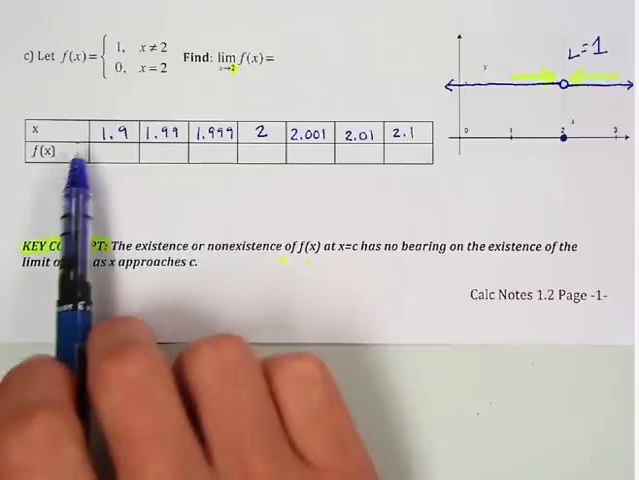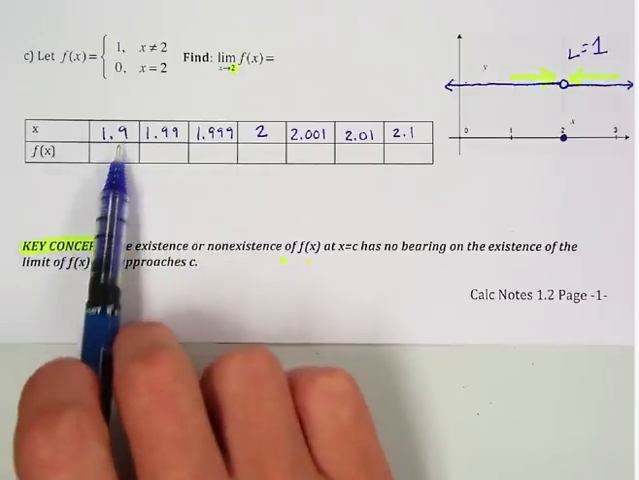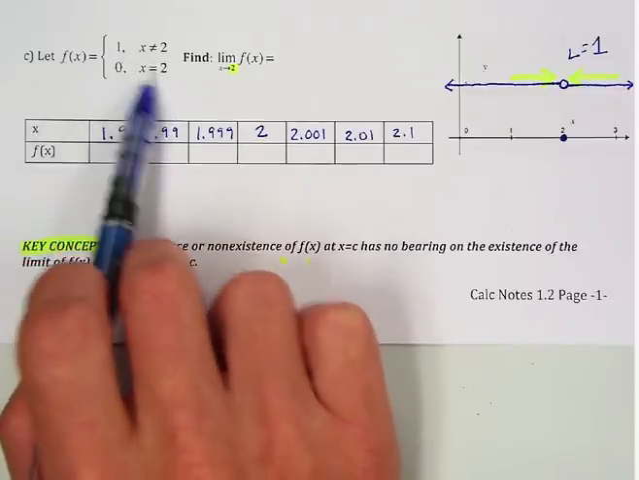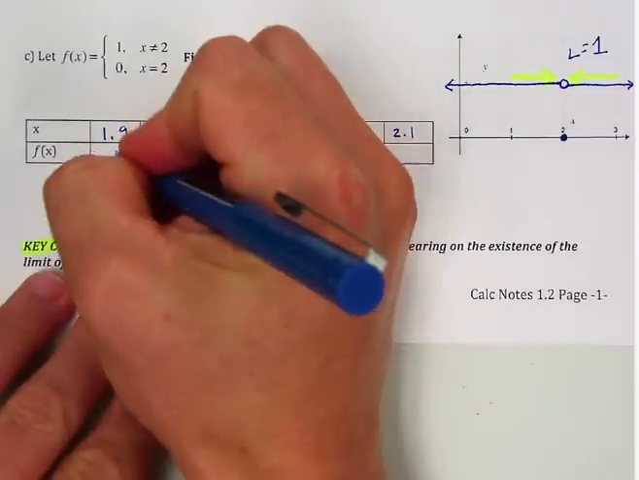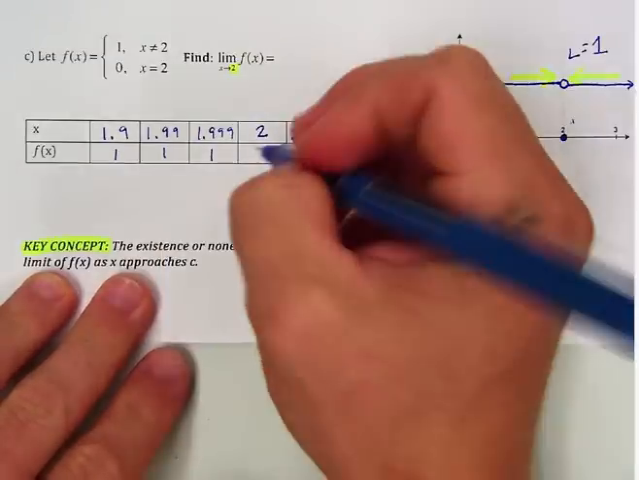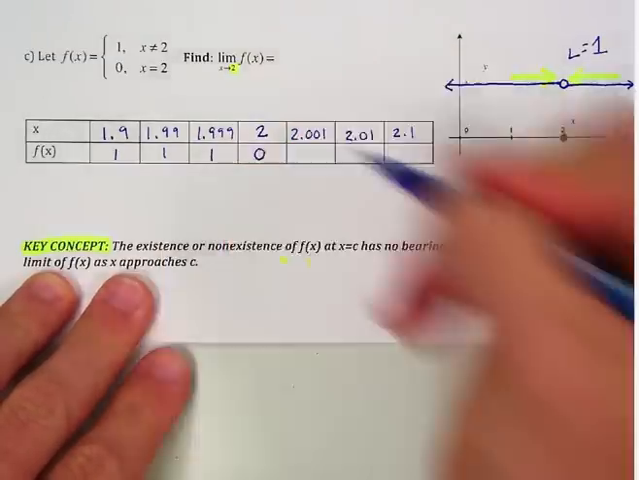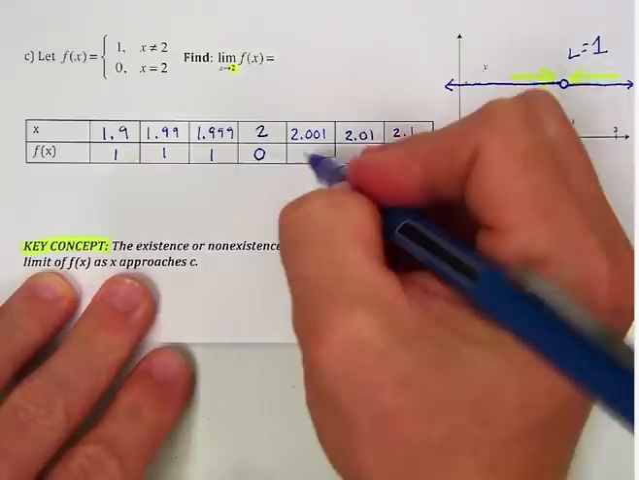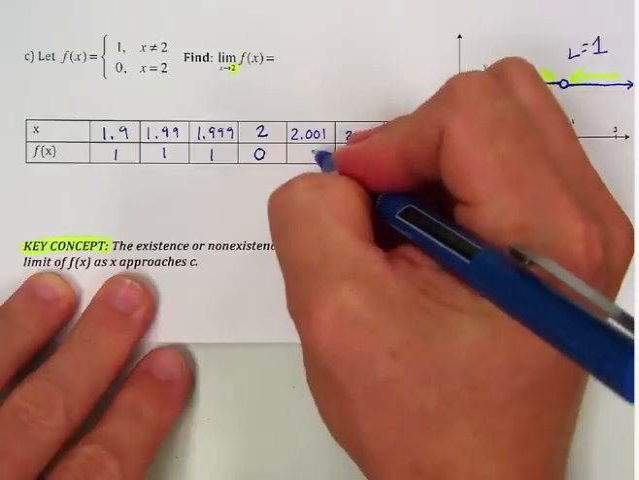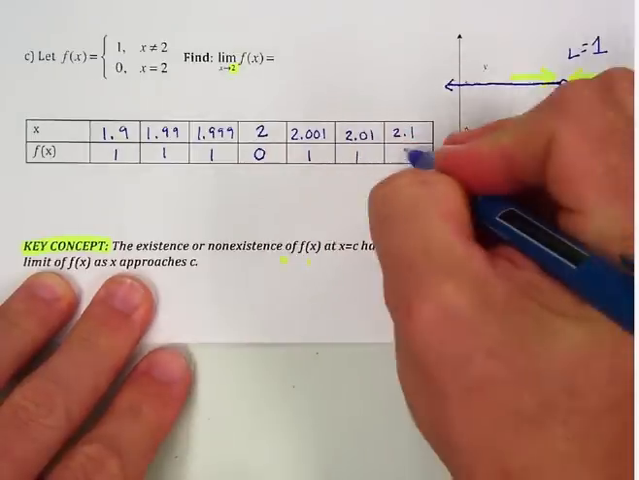Okay, so if x is 1.9, what is f of x? Well, if we look at our function, anything other than 2 is going to yield 1. So we know all three of those equal 1. When x equals 2, we know f of x equals 0. And if we're at 2.01, we're right back to 1.